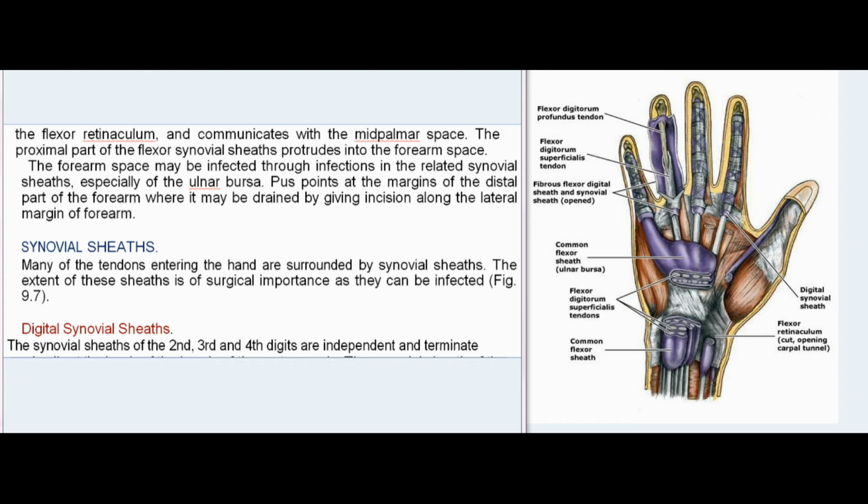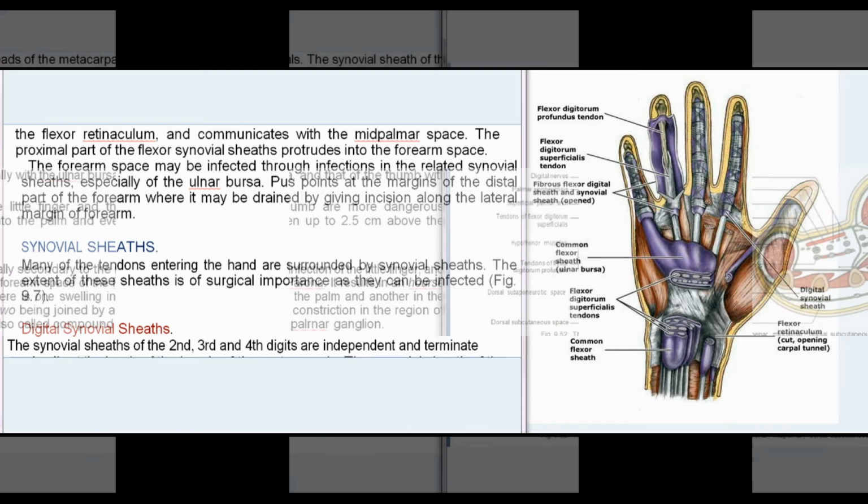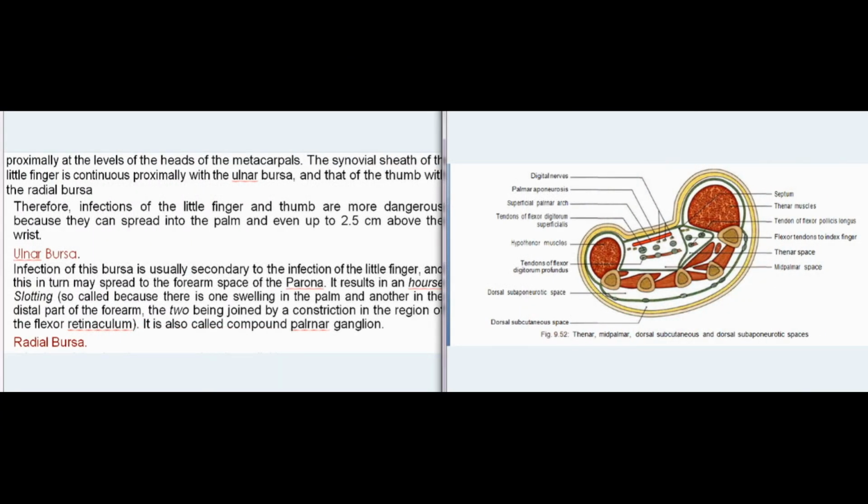Synovial sheaths. Many of the tendons entering the hand are surrounded by synovial sheaths. The extent of these sheaths is of surgical importance as they can be infected, Fig 9.7. Digital synovial sheaths. The synovial sheaths of the second, third, and fourth digits are independent and terminate proximally at the levels of the heads of the metacarpals. The synovial sheath of the little finger is continuous proximally with the ulnar bursa, and that of the thumb with the radial bursa. Therefore, infections of the little finger and thumb are more dangerous because they can spread into the palm and even up to 2.5 centimeters above the wrist.